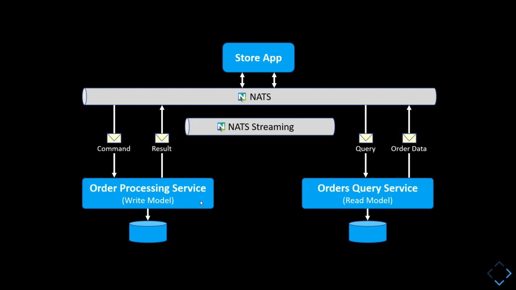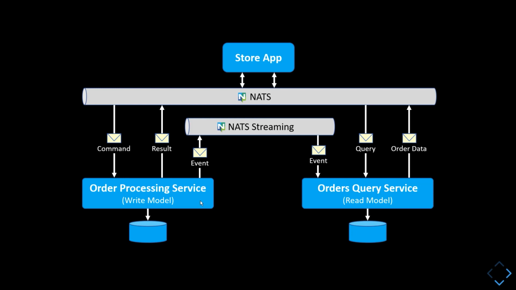Now I could use NATS Streaming in the same solution, and then once the order processing service has handled a command, it will send the event to NATS Streaming. And even when the orders query service might be offline at that moment, once it comes back up, it will get the messages from NATS Streaming because it's persistent, and it will update the query model.